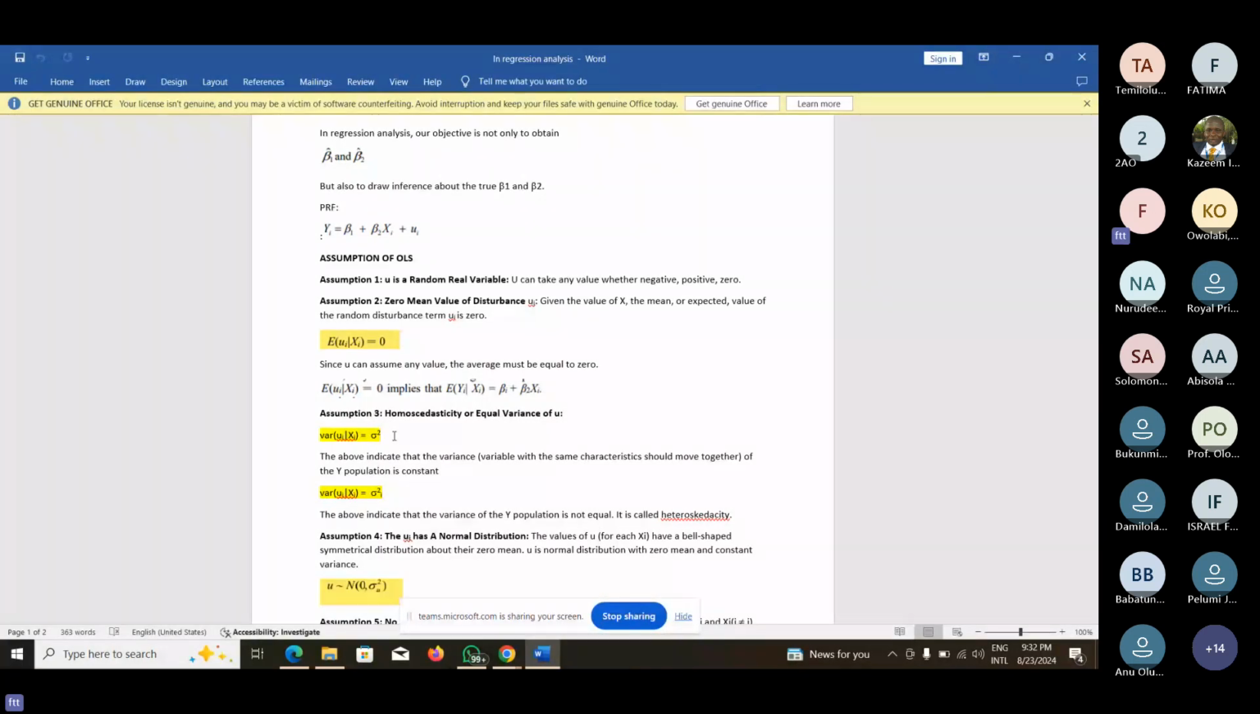So for heteroscedasticity, we know homoscedasticity is something that has equal variance, like observations that have equal deviations. But for heteroscedasticity, when the variance is unequal, like the way they move, they just move anyhow, like they are not together.